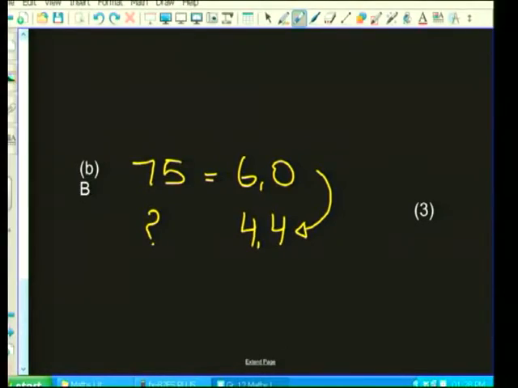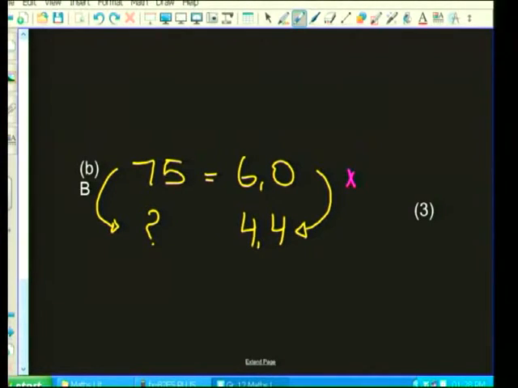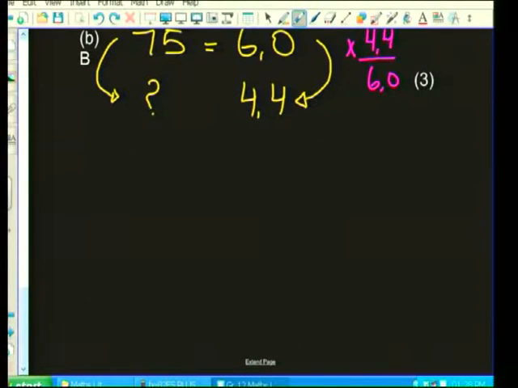So all I need to do is say, well, okay, what did we do here? We need to do the same thing there. So what did we do from 6 to get to 4.4? Well, what we do is we times it by the second number divided by the first number. I'll show you another way we can think about it in a second. So what I'm basically going to say is 75 times by 4.4 divided by 6.